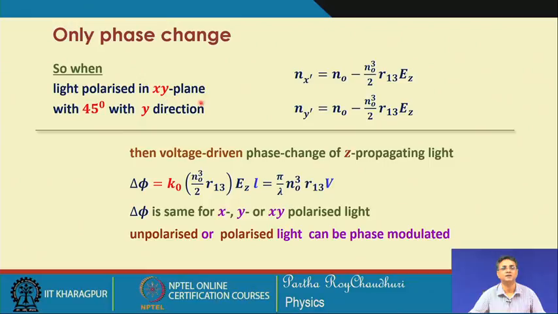So, for light polarized in the x y plane at 45 degrees, under this condition, this is the change we have seen. Then the voltage driven phase change for the z propagating light will be this. So, that is the phase modulation. With the voltage V, the phase will be modulated. So, delta phi is the same for x or y polarized light. Repeatedly I tried to mention that independent of the angle of polarization in the x y plane, any light will undergo the same phase modulation because of the applied voltage.